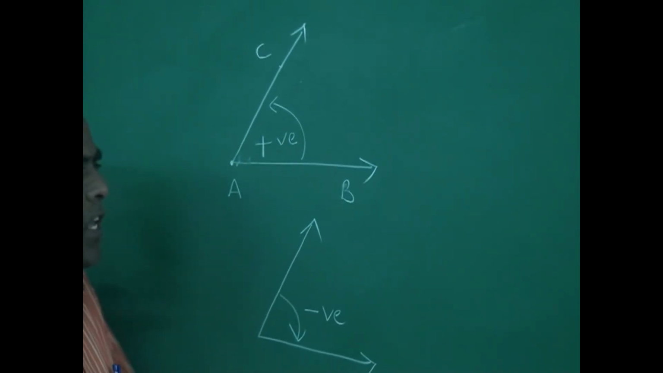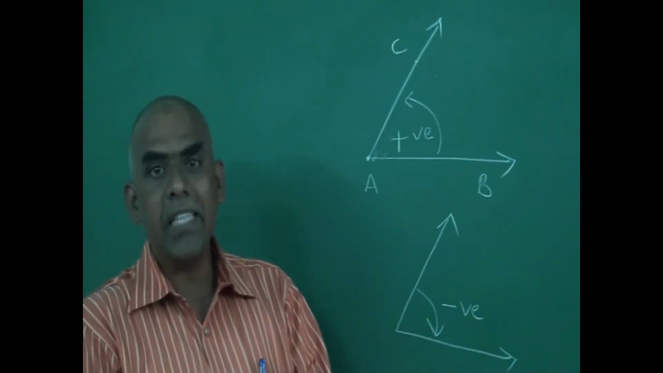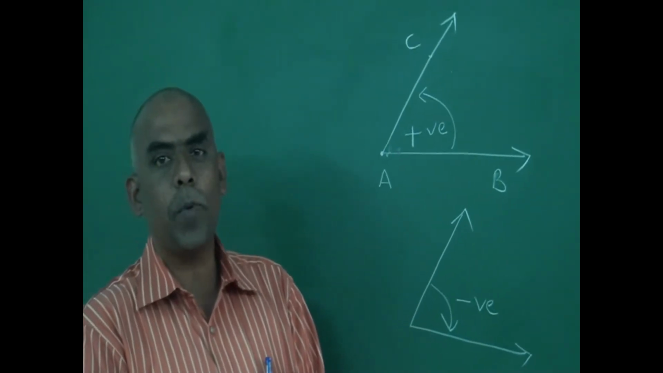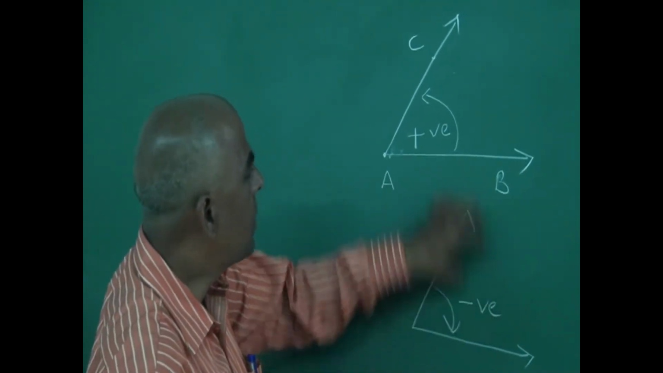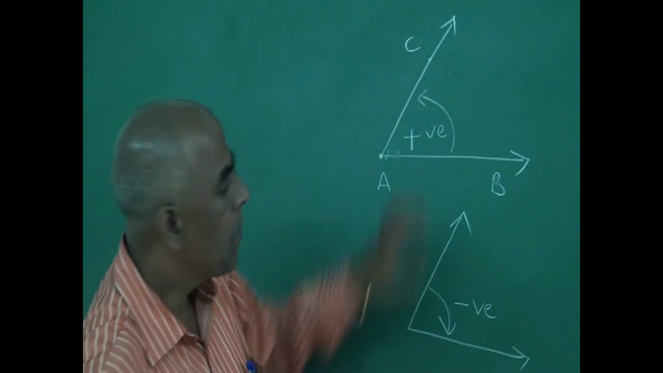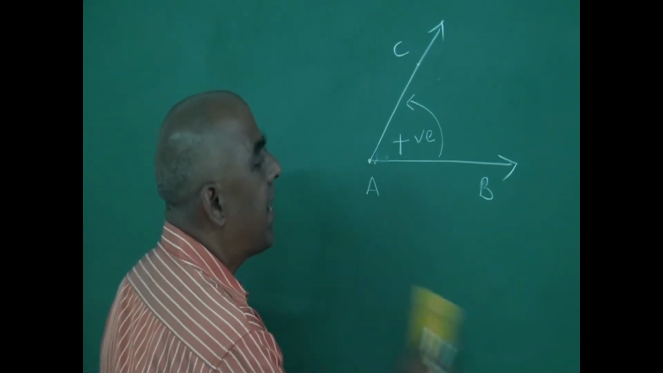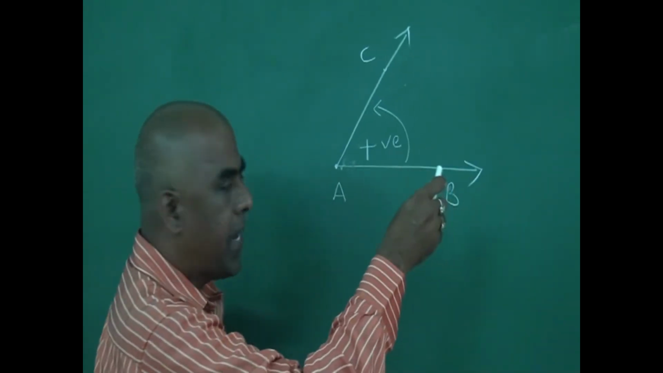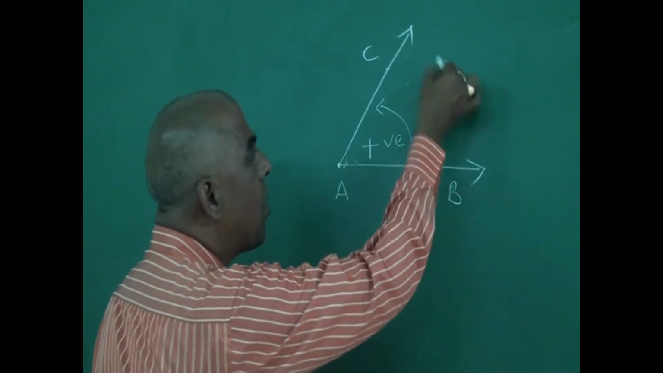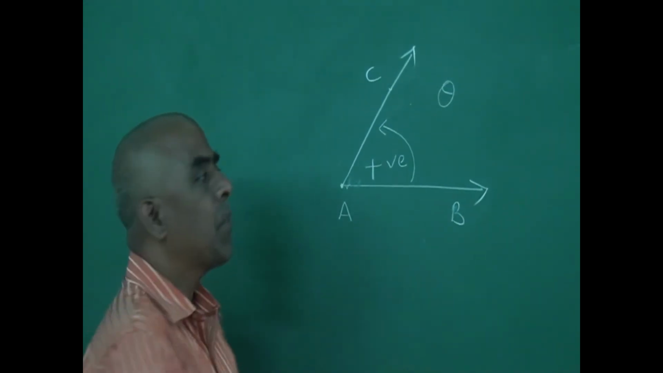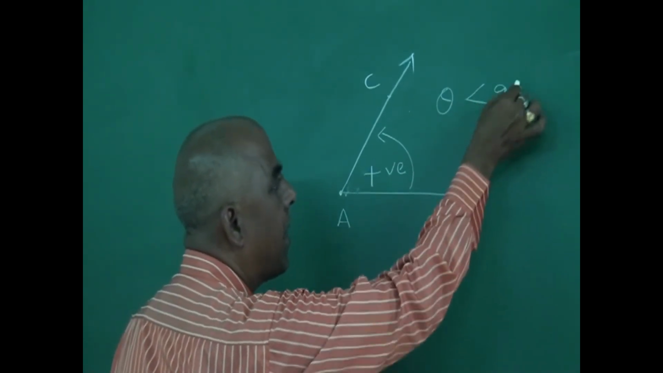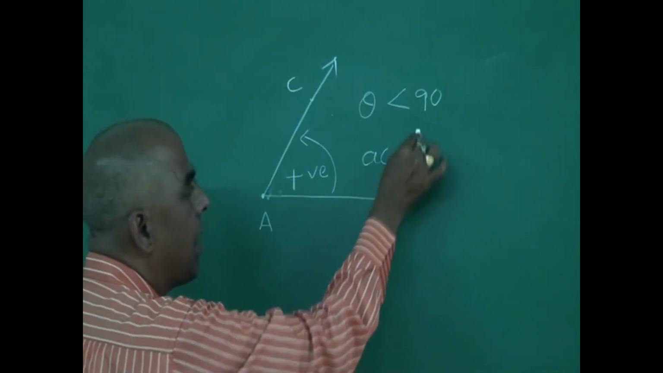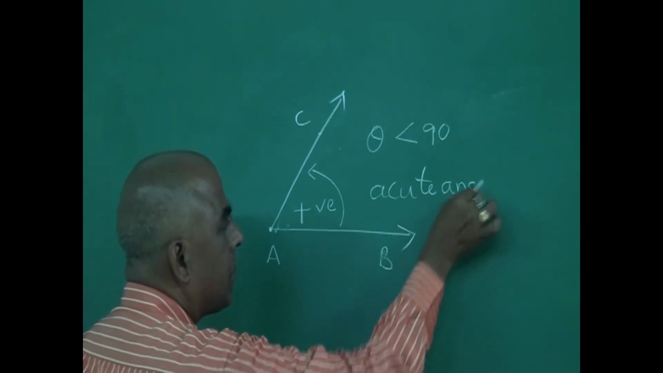If the angle is less than 90 degrees, it is said to be an acute angle. Angles are always denoted with theta. The theta value is less than 90, and it is called an acute angle.